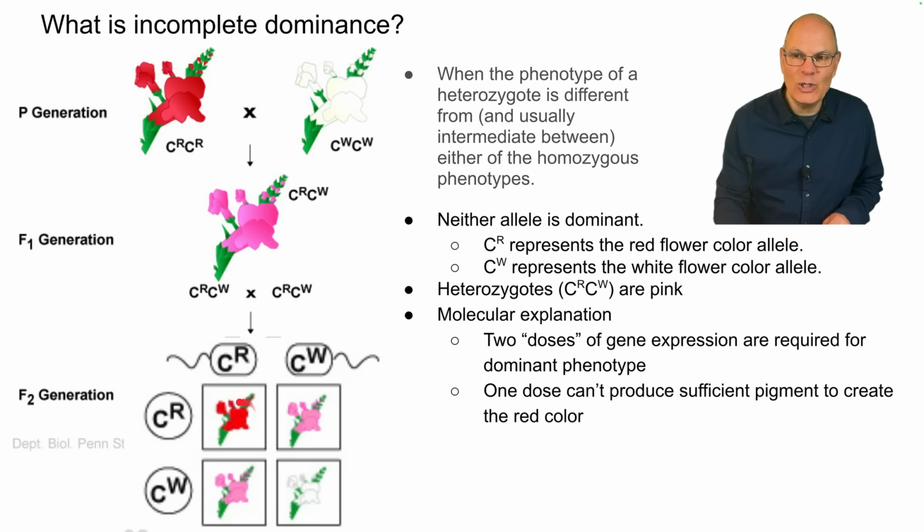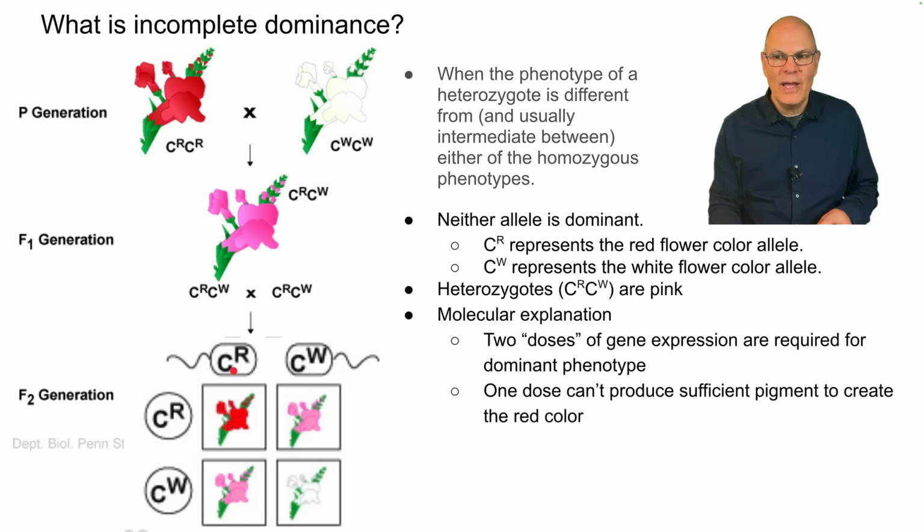Let's see what happens when you do your F1 cross to produce the F2 generation. So we have a pink carnation, C big R, C big W, crossed with another pink carnation, C big R, C big W. What do you get in the offspring? You get one offspring that's red because it's C big R, one offspring that is white because it's C big W, and 2 that have the intermediate phenotype pink because they're going to be C big R, C big W, C big R, C big W.